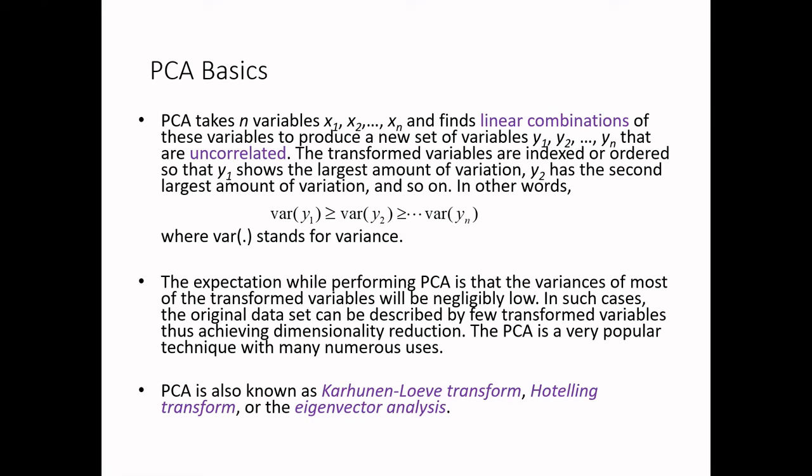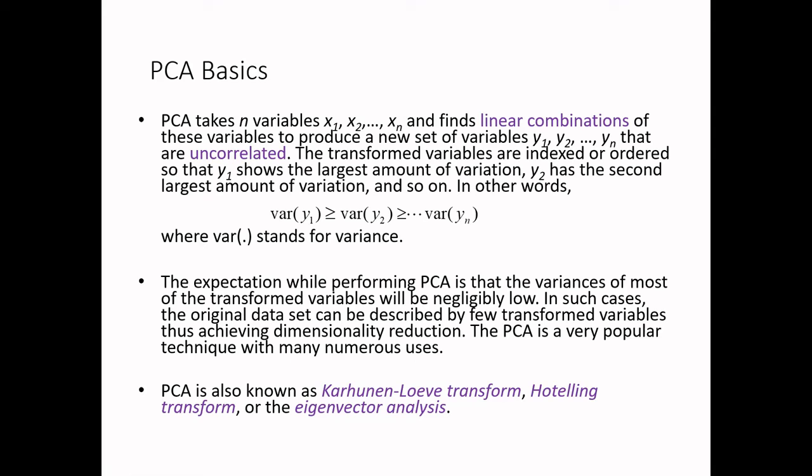In the original space, you had n attributes x1 to xn. In the new space also, you have n attributes y1 to yn. So you have not done any dimensionality reduction. What you have done is you have just simply done the transformation.